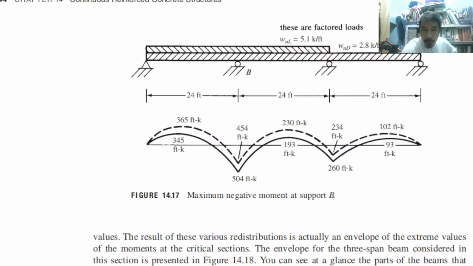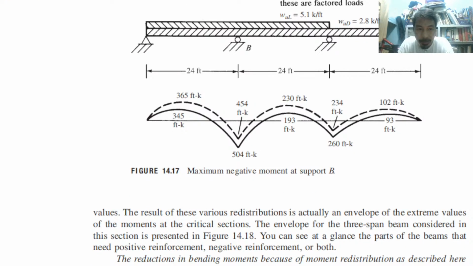What about this type of loading? So we have from this point, span 1, span 2, 5.1, then span 3 is 2.8. So what will happen? So like this. Because these combinations are analyzed already and proven by test.